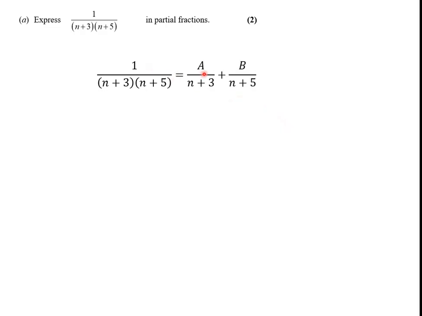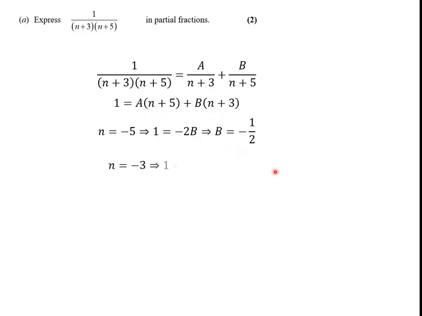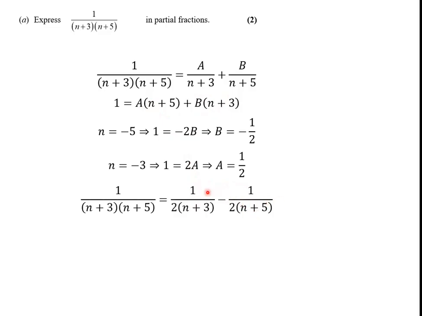So we write it as something over n plus 3 plus something over n plus 5, multiplying through by this denominator, the n plus 3, n plus 5. Get this. Easiest way to do it, just sub in n is equal to minus 5. So this term goes to have b times minus 2 here, giving you b is minus a half. And when you put n is minus 3, this term goes, you have a times 2, so 2a is 1, so a is equal to a half. So the two partial fractions look like this. Rather than have a half on the top, I'll just put the 2 on the bottom.